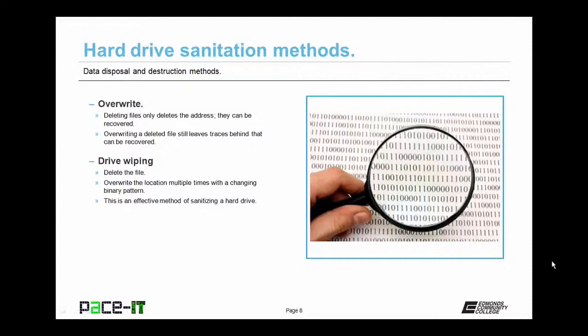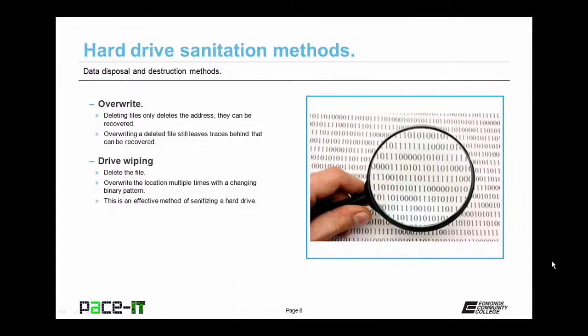When you delete a file, you'll only actually delete the address, and the file can still be recovered. But if you overwrite the location, you can actually conceal that data. But the problem is that some traces are still left behind, and those traces are enough a lot of times so that the data can be recovered. Just overwriting a file location once isn't enough.